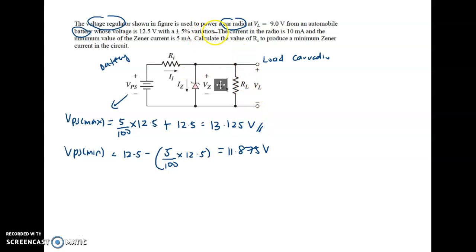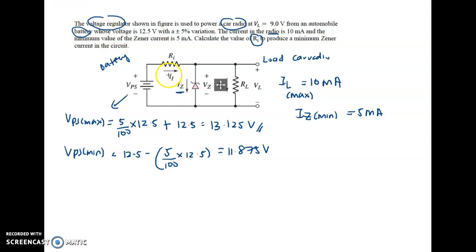Okay, after you got the VPS min and max, the current in the radio is 10. So is this a load or a source? The radio is a load, so your IL here is 10 milliampere. So you need to use the maximum here. And the minimum value of the Zener current is 5 milliampere. So your IZ minimum is equal to 5 milliampere. So that's the only value given in the circuit. So what you need to find is Ri.